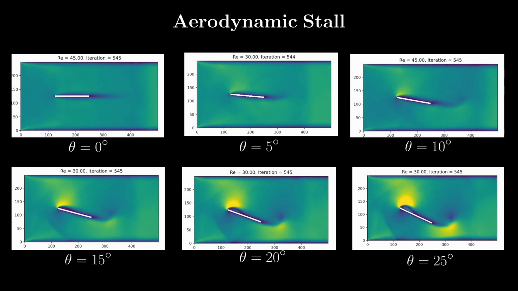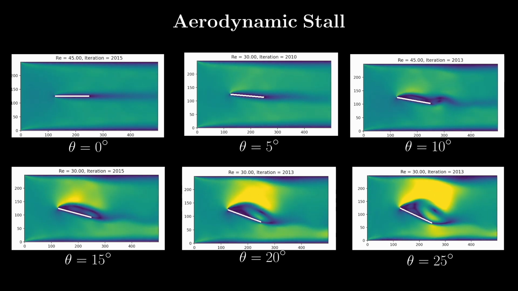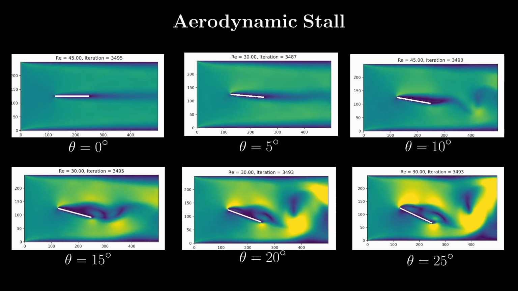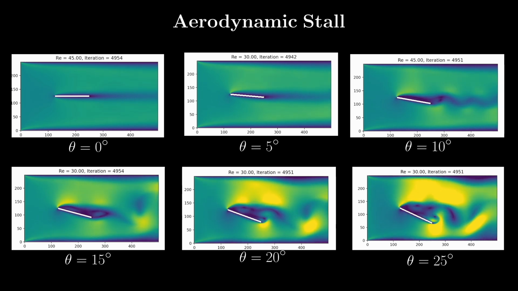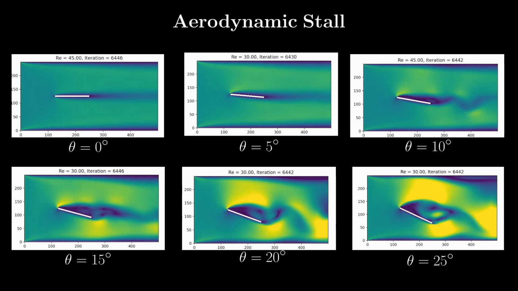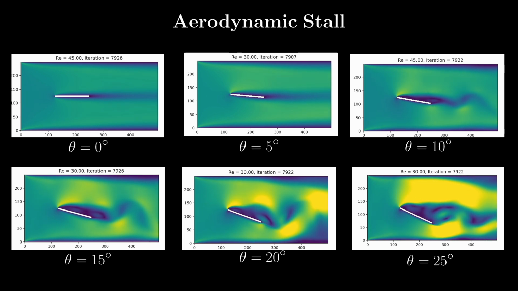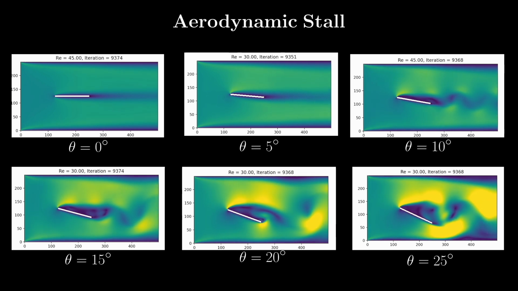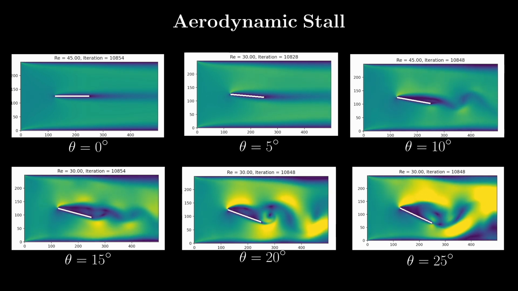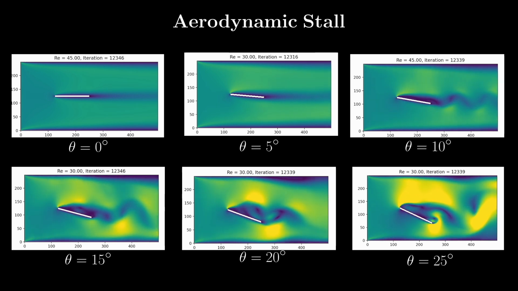The next phenomenon we can observe is the aerodynamic stall. While fluid flows smoothly over the airfoil's optimized shape at low angles, increasing the angle of attack introduces an adverse pressure gradient along the upper surface. This gradient forces the boundary layer to detach, a process known as flow separation.